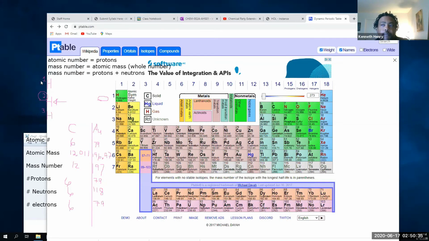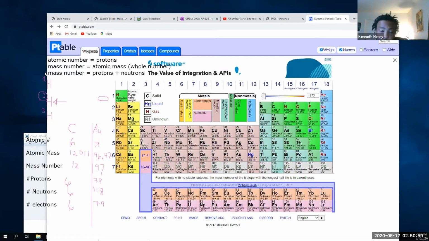So how many protons does this hydrogen 1 have? 1. What about hydrogen 2? How many protons does it have? 1. And what about hydrogen 3? How many protons does it have? 1. Okay, so how many neutrons does hydrogen 1 have? None. 0.